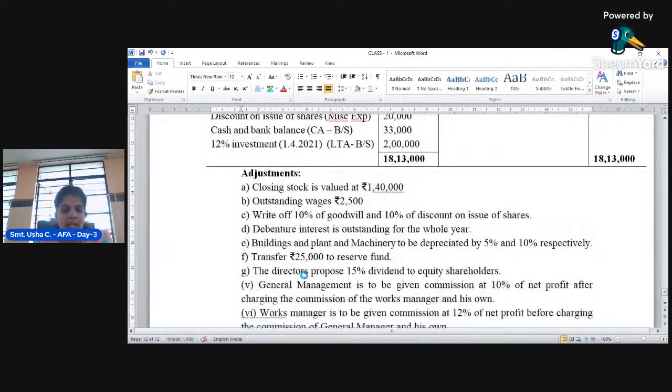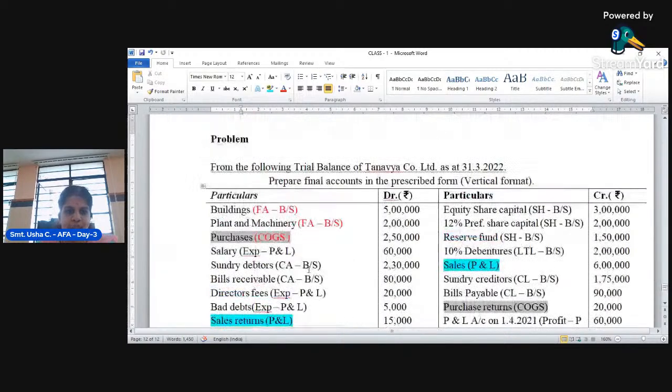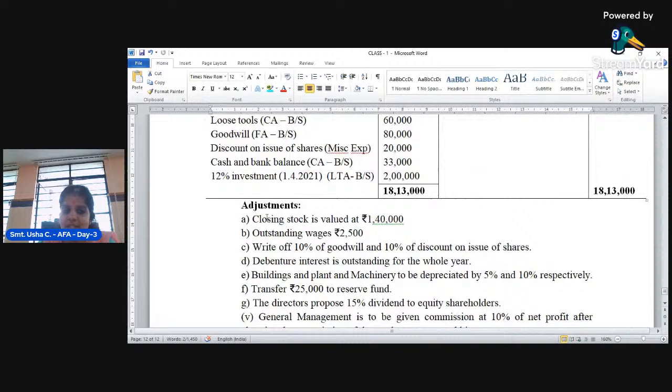Okay, now we'll go for an adjustment. Before that, look here. They said: from the following trial balance of Tanavia Company Limited as on 31st March 2022, prepare final accounts in the prescribed format. Especially, it is given that it should be in the vertical format. You are required to prepare a vertical format of balance sheet and profit and loss statement. Okay, got it. Now let us move to the adjustments.